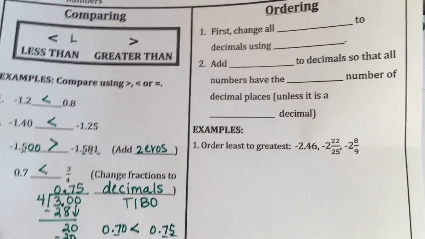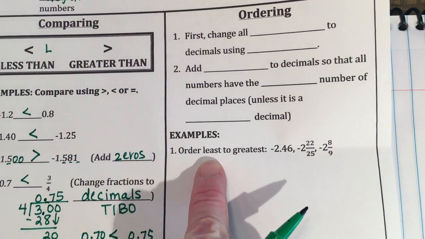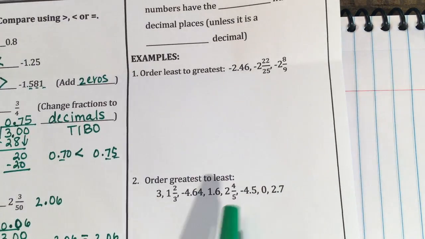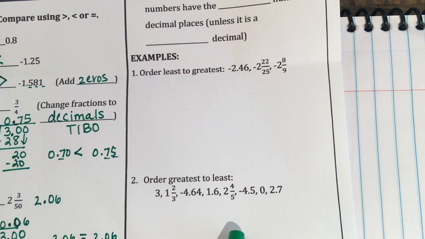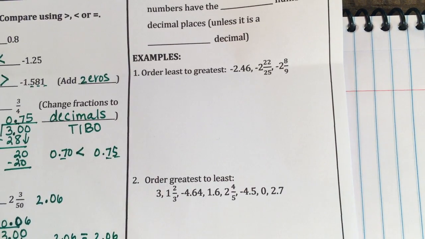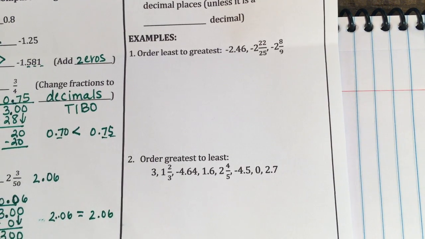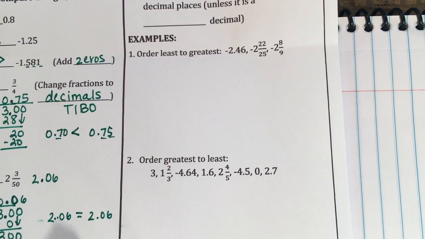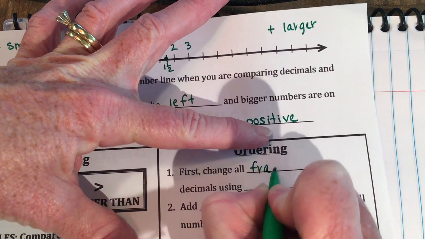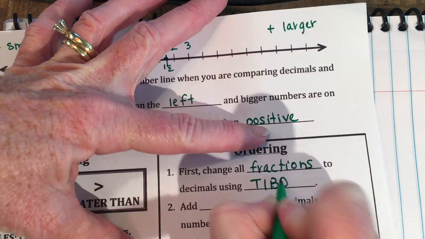Ordering, similar idea. You want to put them either in order least to greatest or greatest to least, but you're going to see that we're going to mix up the types of numbers we have here. So we have decimals, we have some whole numbers, we have some fractions, we have mixed numbers, all right? And what we want to do before we try ordering at all is change everything into a decimal. So the first thing we're going to do when ordering is change all our fractions to decimals using Tybo.